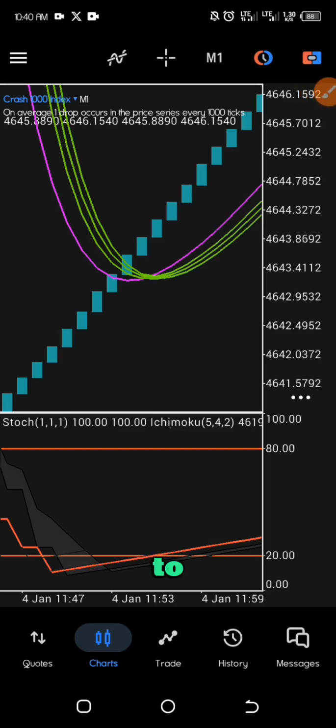What I want you to do is backtest the strategy and figure out how to make it fit your own trading style.